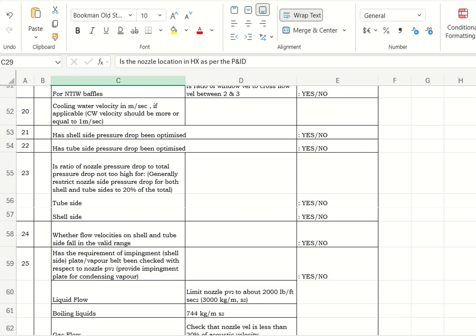So these are some of the common checklist items for heat exchanger design, and I hope you liked it.